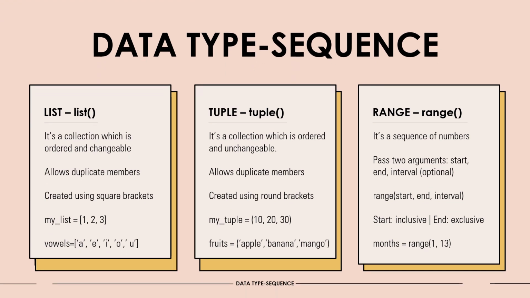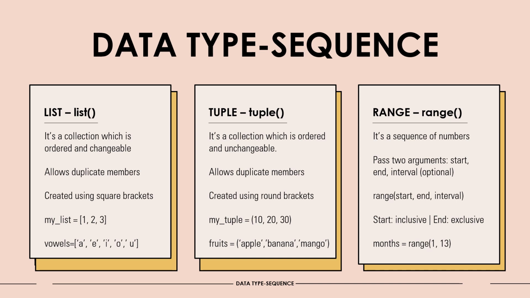Sequence data types are used to store collections of items. Let's explore them with examples. List is a collection which is ordered and changeable. It allows duplicate members. It is created using square brackets. Tuple is also a collection which is ordered and unchangeable. It also allows duplicate members. However, it is created using round brackets. Both tuple and list can consist of integers, floats, strings and dictionaries.